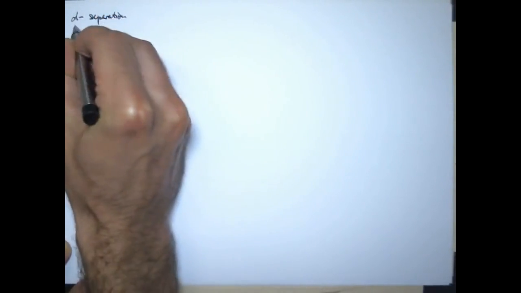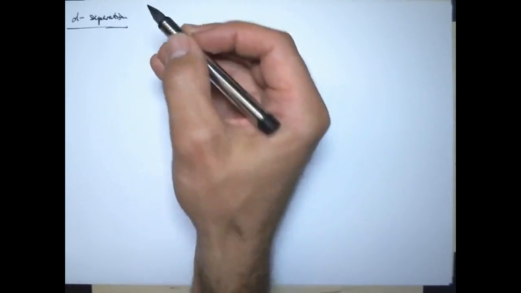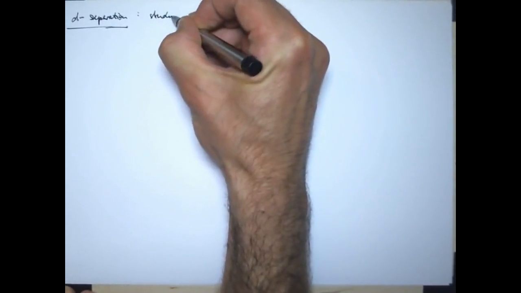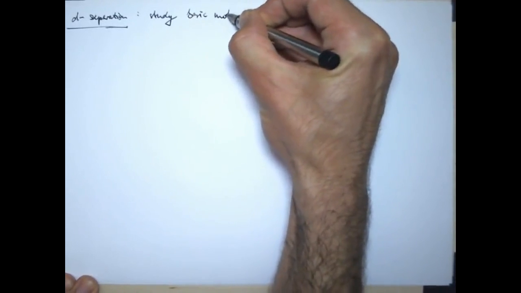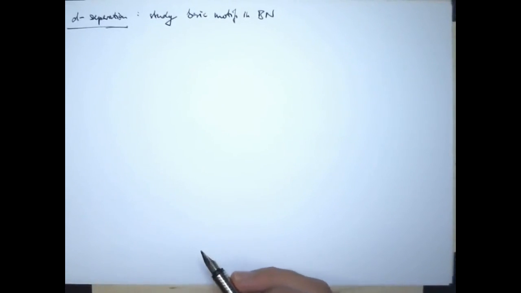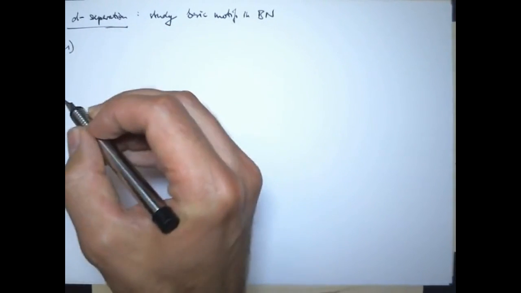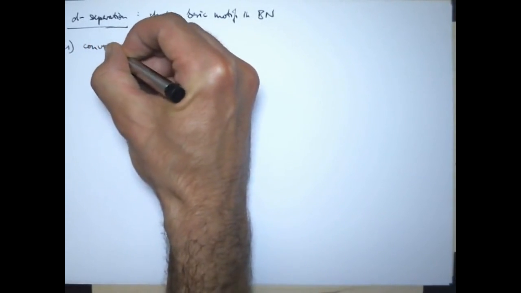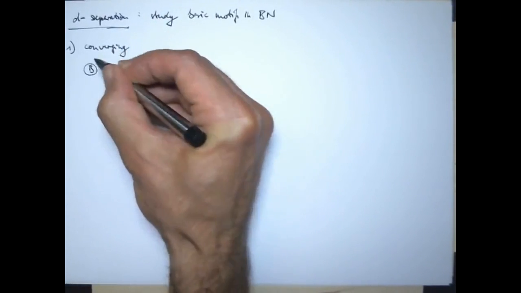Yes, d-separation. It allows us to study the basic motifs in Bayesian networks. So any Bayesian network you can decompose into the following 3 motifs. There is the converging situation, which we also have in our network. So we have both B and C pointing to X.